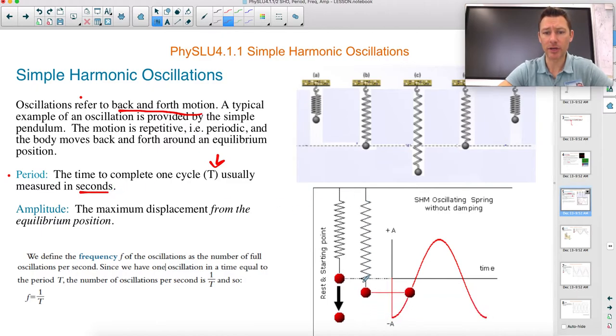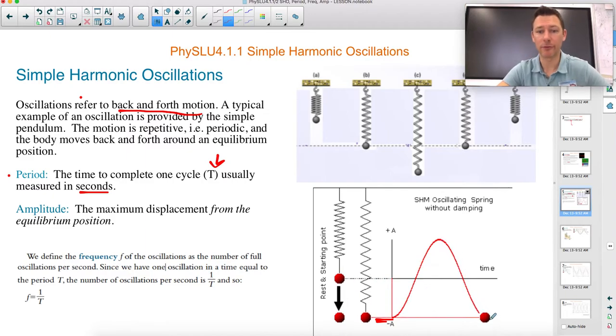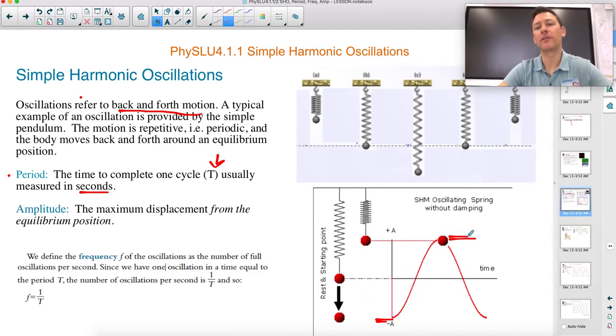So this is our spring bouncing up and down, comes to a maximum, comes back down to a minimum. If you start it right now, that's a full period. It's a full cycle. I know it goes from bottom to top, but it's got to come back down to the bottom to make a full cycle. So if you start at the top, now, and now that's one period.